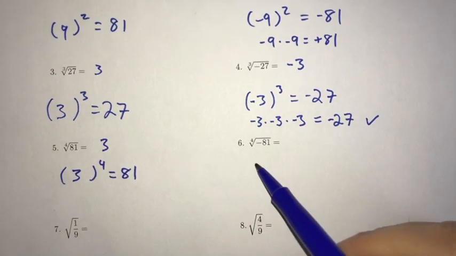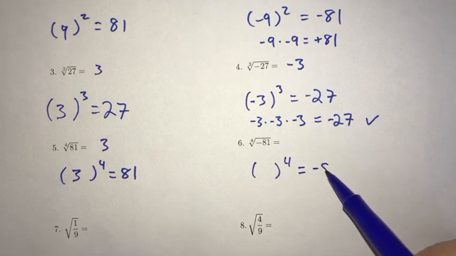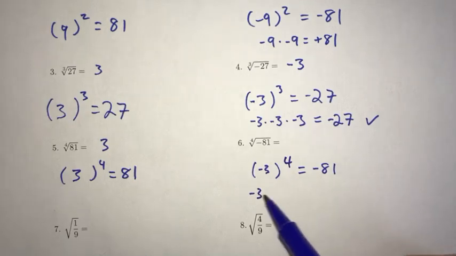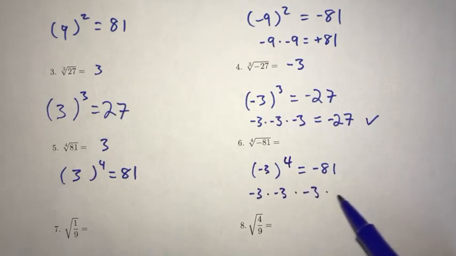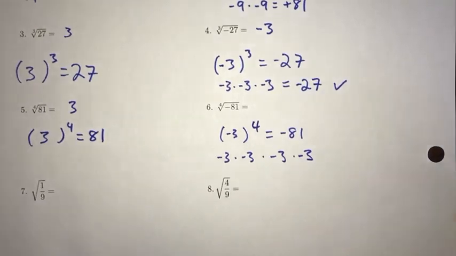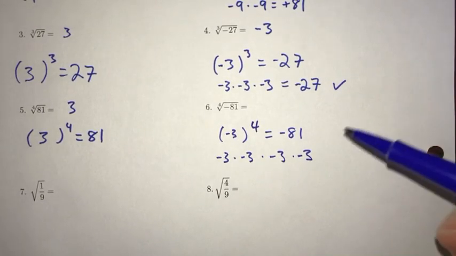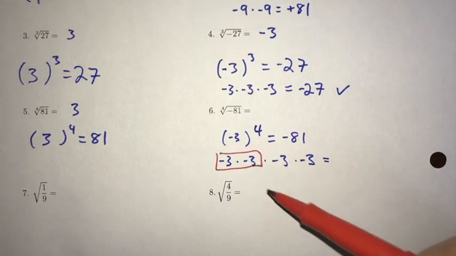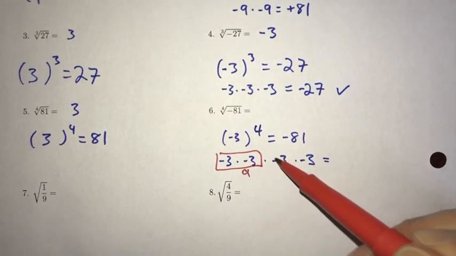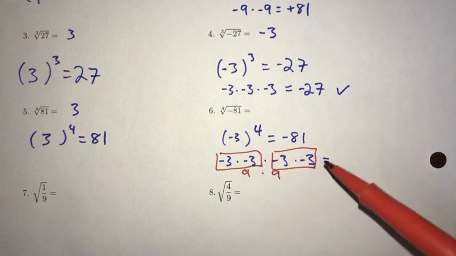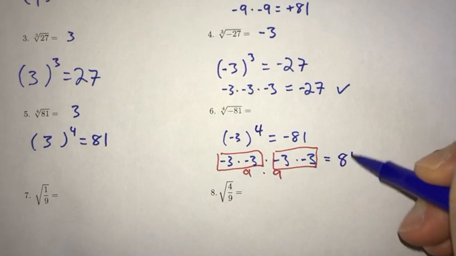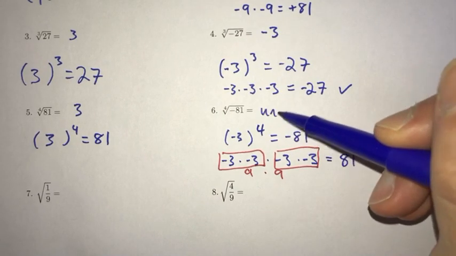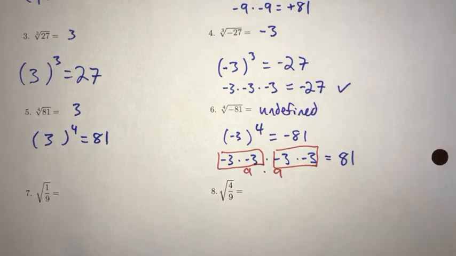What about in this case? What number to the fourth power is negative 81? Would it be negative 3? Well, let's check. Negative 3 times negative 3 times negative 3 times negative 3. That's what it means to do to the fourth power. Well, I'm just noticing that both of these multiply to be 9. And then these two will also multiply to be positive 9. And 9 times 9 is 81, not negative 81. It just so happens that this one right here, we can't think of a number, so we say it's undefined.